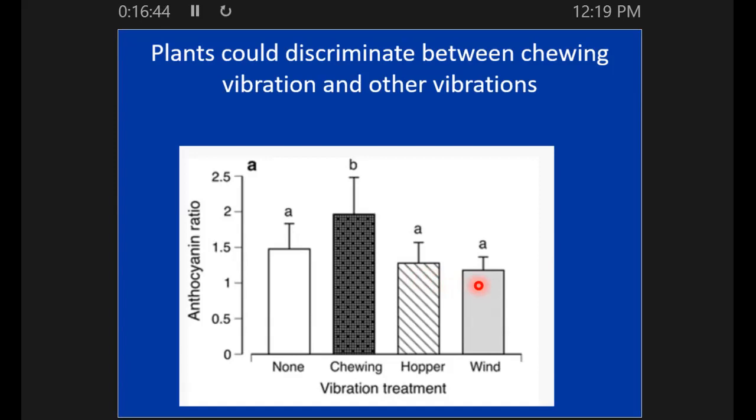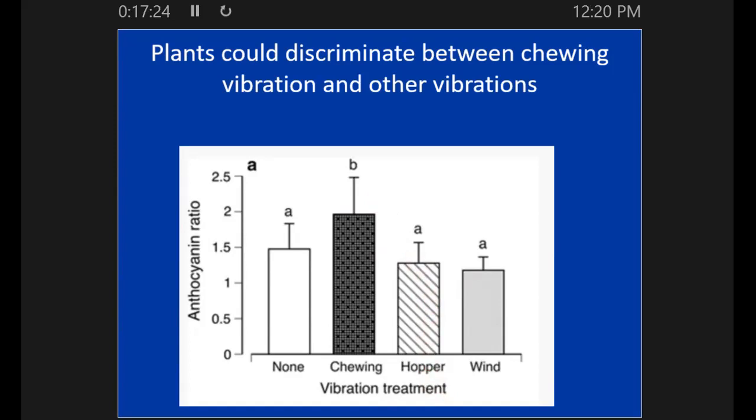And they just wanted to see, can the plant recognize the truly dangerous one and ignore the irrelevant, non-dangerous ones. And that's what this is showing, that when it was exposed to leafhopper mating calls or the wind, it didn't do anything in terms of, in this case, they looked at anthocyanin upregulation, but chewing, yes. So again, the plant was paying attention to the ecologically relevant vibration and not to any old vibration, which makes sense. If you think about all the vibrations a plant experiences throughout its day, it's a lot.